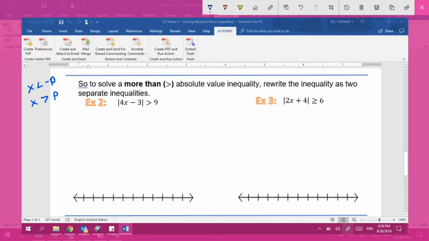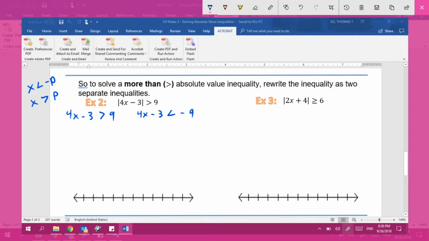So there's no way we can put x in between these two values because it's an or. So we're going to write two separate inequalities. Watch this. One of my equations is going to be 4x minus 3 is greater than 9. That's exactly how it appeared right there. My other equation is going to be 4x minus 3 is less than, I switched the sign, negative 9. And I did the negative version. And now we just solve from here.